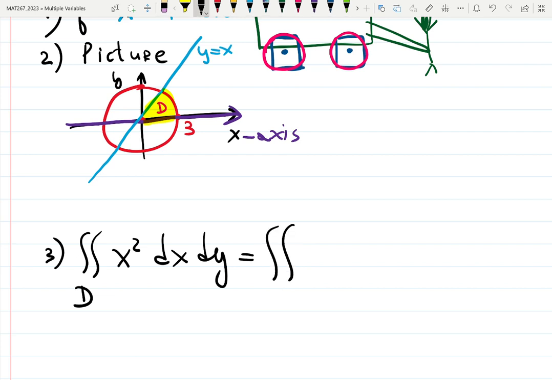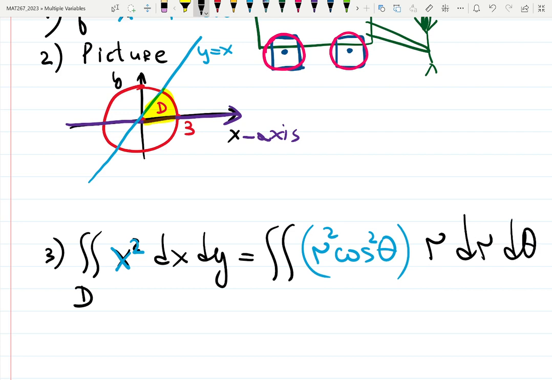Double integral x squared, I will put it in blue, was converted into what? R squared cosine squared. I will write down R squared cosine squared. That's a function. The formula tells me what? R dr d theta. R dr d theta, like a pirate. Very nice. I got some little pirate pictures on the final exam last time.